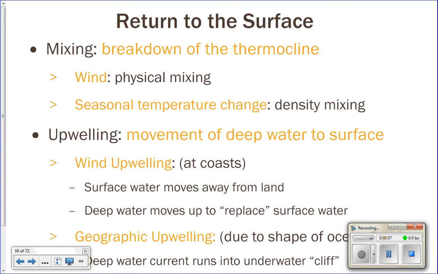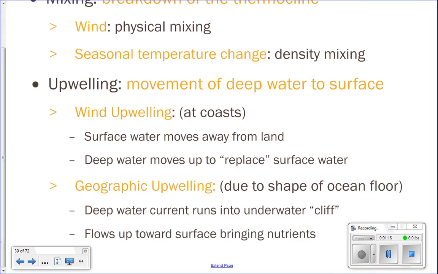Okay, so remember when we talked about overturn? When you get more dense water on top of less dense water, and you get that dense water sinking down and the less dense water coming up. So you can get seasonal temperature changes, which will cause density mixing of the water, overturn. And then you can have upwelling. Okay, upwelling is the movement of the deep water to the surface.